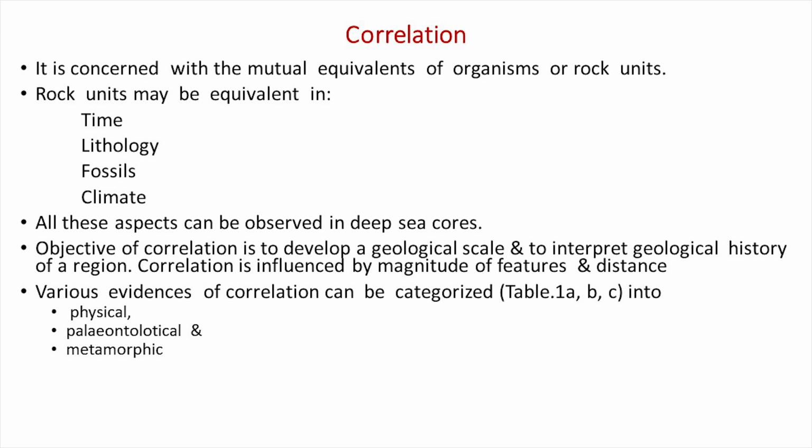Now we will talk about the correlation part. It is concerned with the mutual equivalence of organisms or rock units. The rock units may be equivalent in some aspects. Some of them are time, lithology, fossils, and climate. All these aspects can well be observed in deep sea pools. The main objective of correlation is to develop a geological scale or to interpret the geological history of a region. Correlation is influenced by magnitude of features and distance.